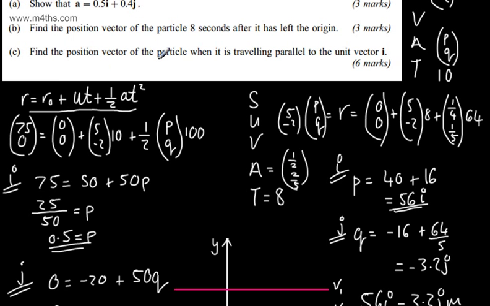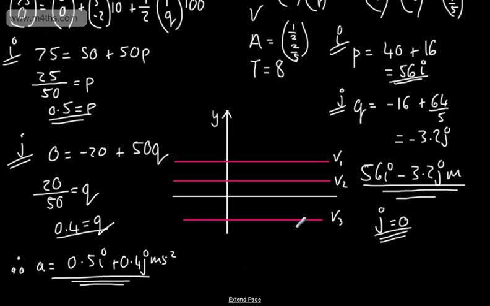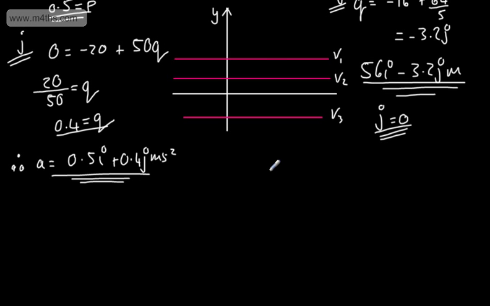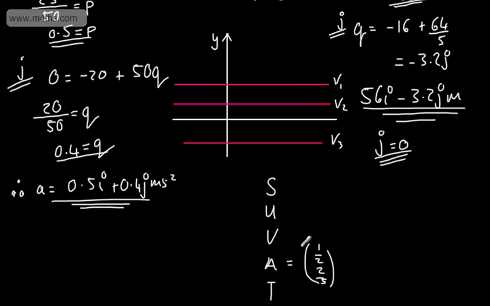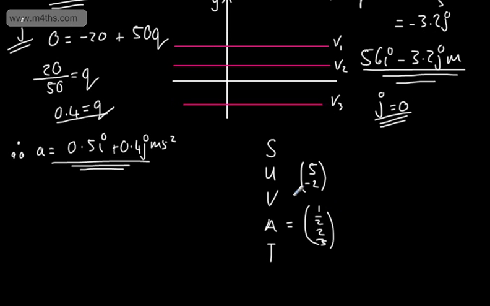So we need to find the position vector. What I need is a double application, so I'm going to use SUVAT. Taking the information again, we know our acceleration is given to be 1/2 and 2/5. The initial velocity is going to be equal to 5, negative 2. So let's go ahead and do that: 5, and then negative 2. What we're looking to do here is set the j component of the final velocity equal to 0.